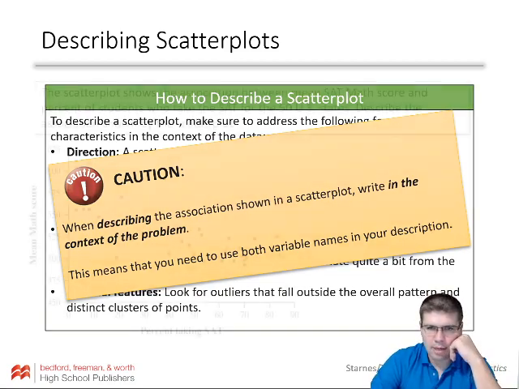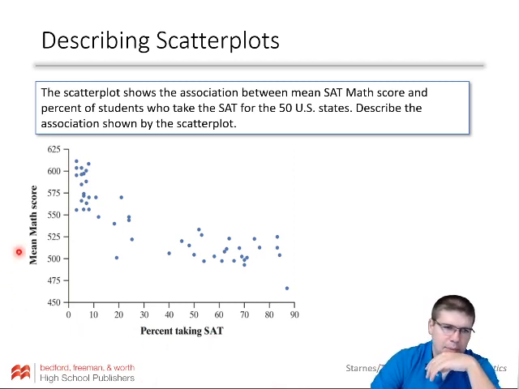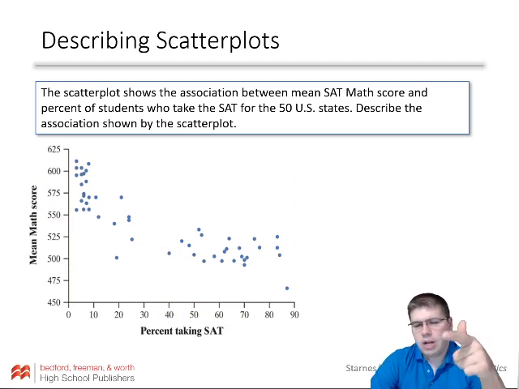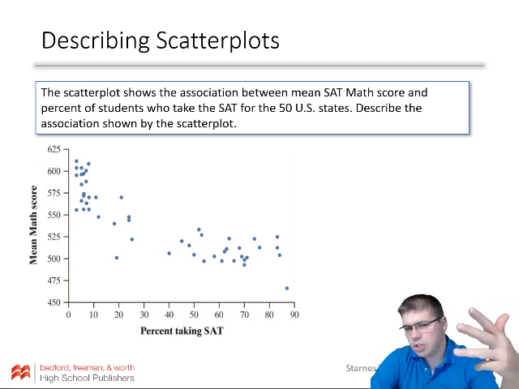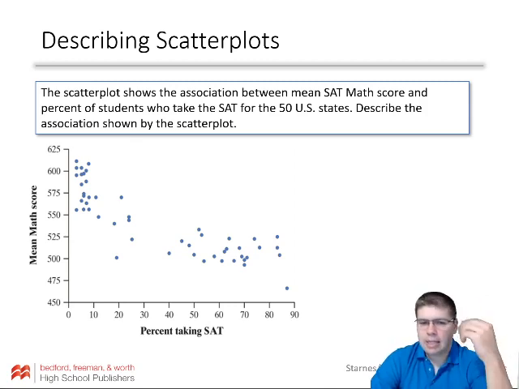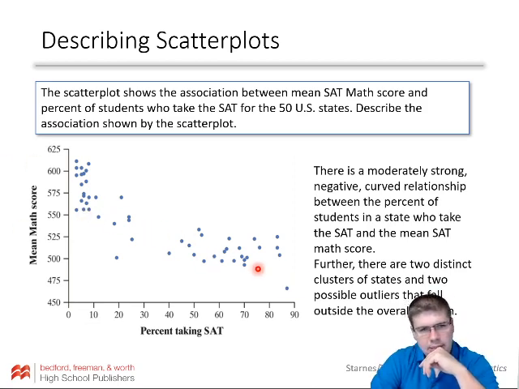So if we are describing a scatter plot here, we're looking at the association between the percent of students taking the SAT and the mean math score, and this is for the states. So if we're going to describe this relationship, we want to cover form, direction, strength, any unusual features maybe, and then make sure we get context in there. So here's their description of this. This is a moderately strong negative curved relationship between, so moderately strong, it's not a perfect line, but it's not real messy either.